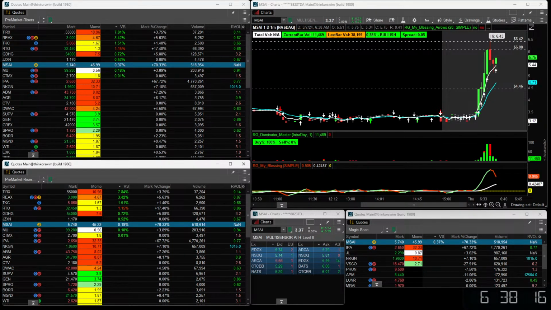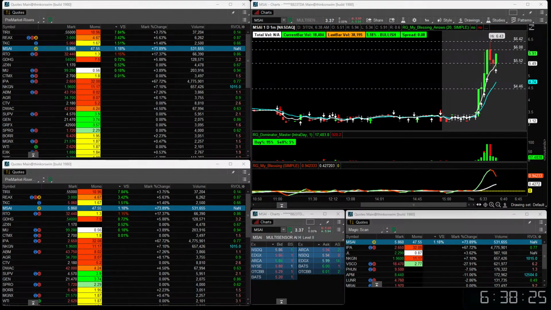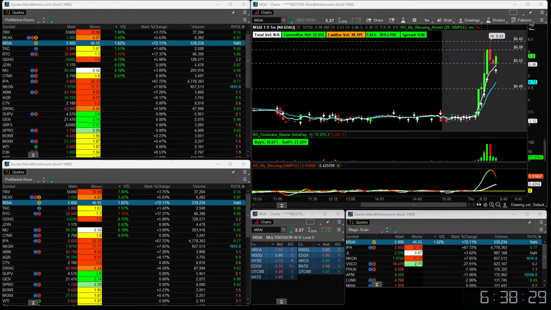That could be the pullback right there. I'm over here dazing around. I don't know if I would trust a pullback at this level. We've had two highs.